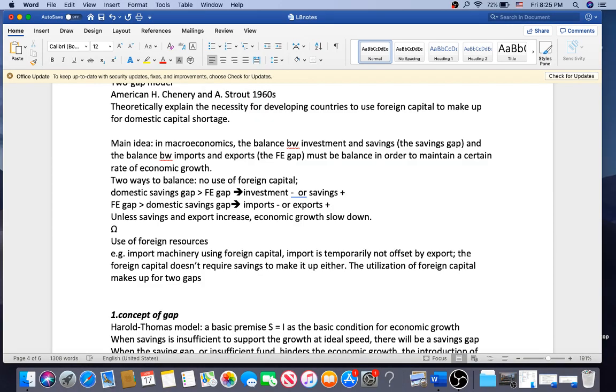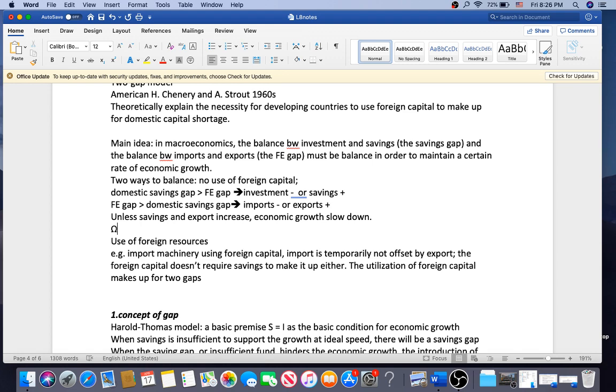So another way, the two gap theory. Another is to rely on foreign capital to fill these gaps, to look outside the gap for funds, which is the use of foreign resources.